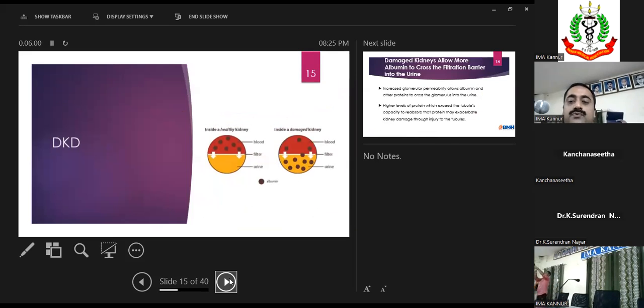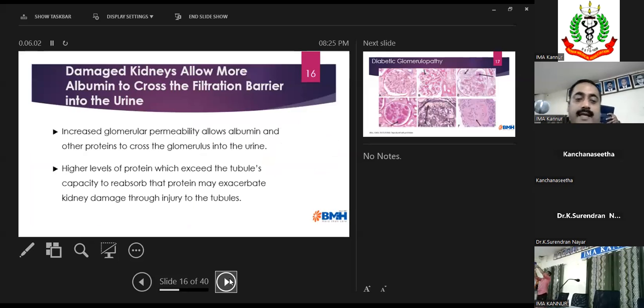So what happens to a damaged kidney? In a damaged kidney, the filter is damaged and it allows more albumin to cross the barrier into the urine. The increased glomerular permeability allows albumin to reach the urine, and higher levels of protein are excreted in the tubule.